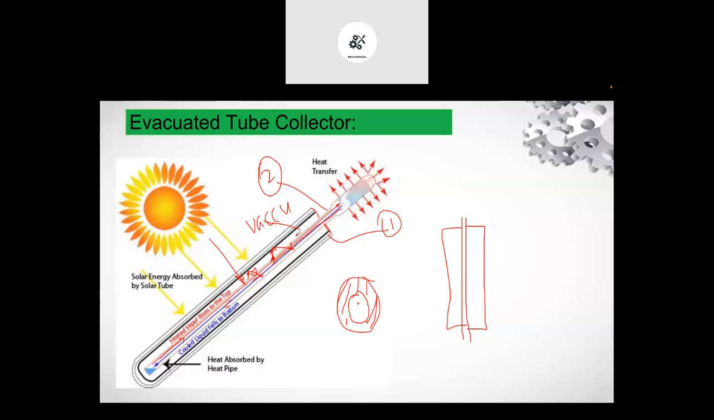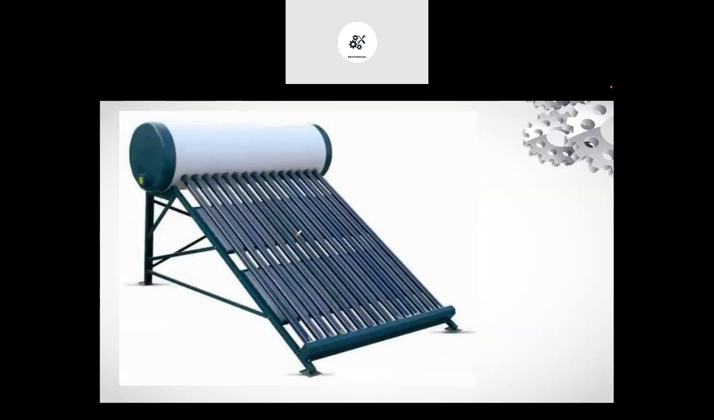So that's why in today's applications we are mostly using the evacuated tube type of collector. That is the importance of the evacuated tube collector. How much energy we absorb depends upon the area, how many pipes you have installed and all those things. You will see this type of collector.